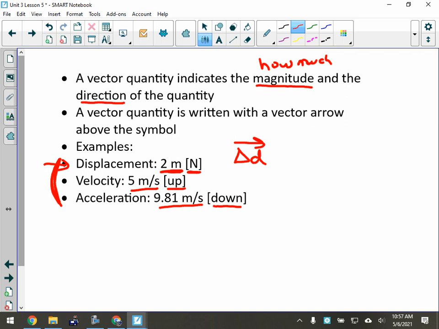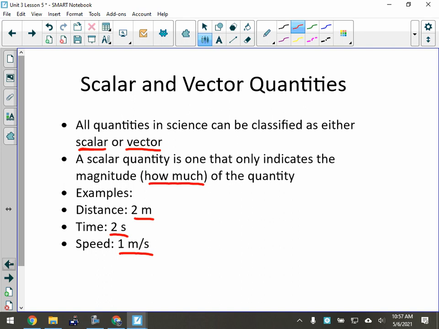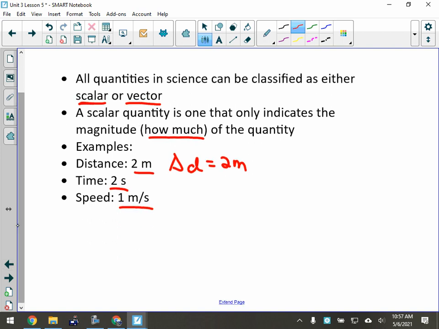Let me go back for a quick second. If I said the distance is 2 meters, that's how I'd write that, of course. That's what we've been doing. The change in time is 2 seconds. That's how I'd write that. The speed is 1 meter per second. That's how I'd write that.